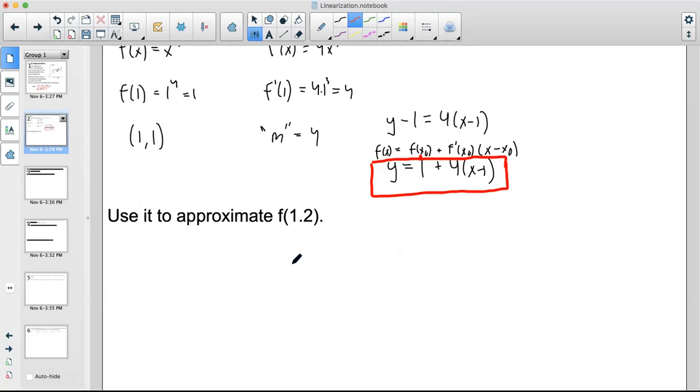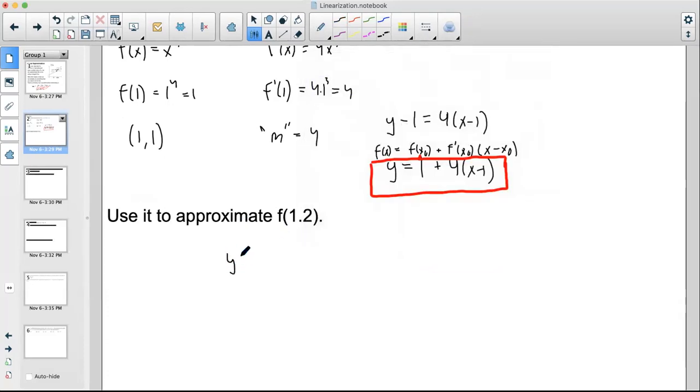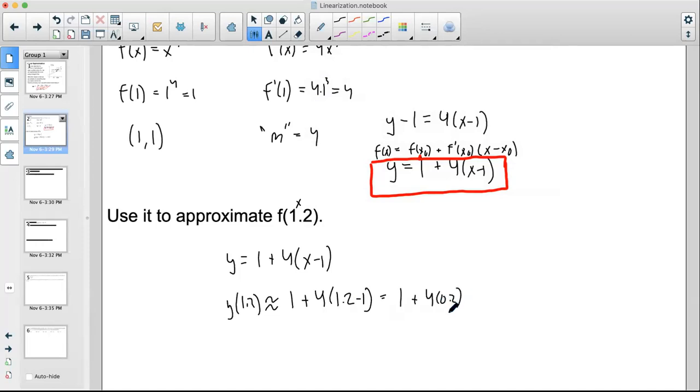And then we use this to approximate f of 1.2. So we're going to use this same linearization, the one that we just found: y equals 1 plus 4 times x minus 1. We're going to approximate it at 1.2 by just plugging in 1.2 for the x. Remember, this is an x value. So y of 1.2 is approximately 1 plus 4 times 1.2 minus 1. 1.2 minus 1 is 0.2. So it's 1 plus 4 times 0.2. 4 times 0.2 is 0.8, so it's about 1.8.